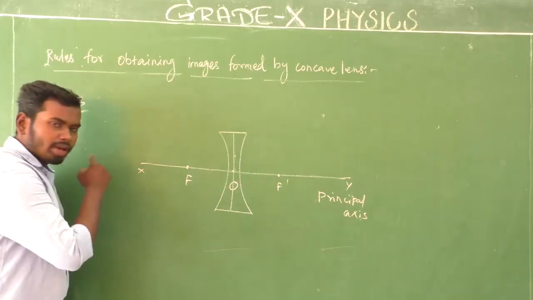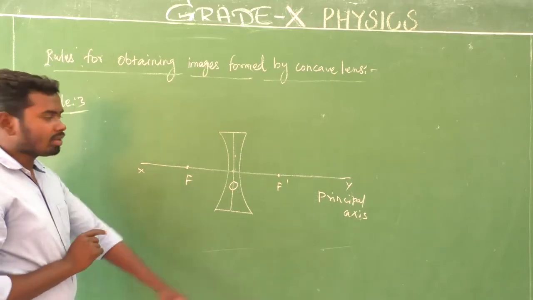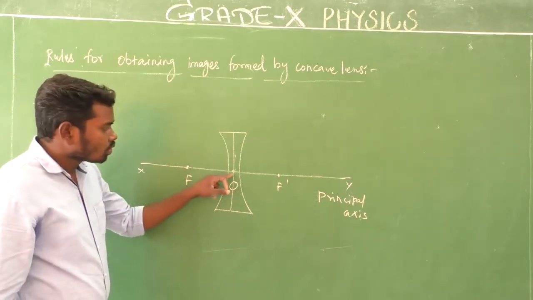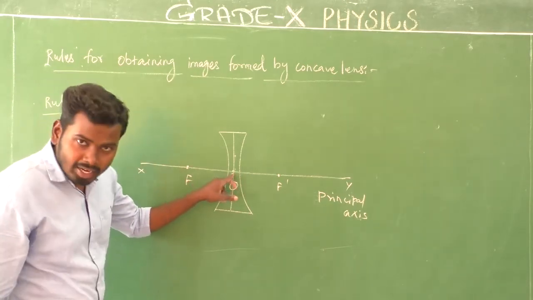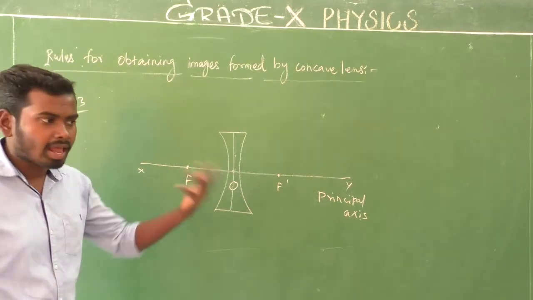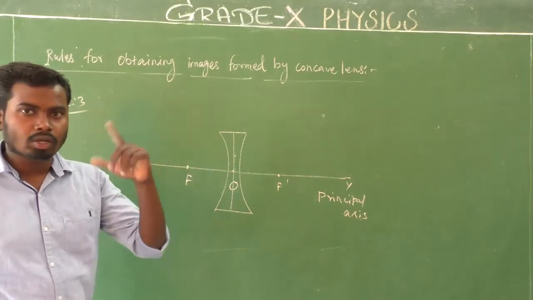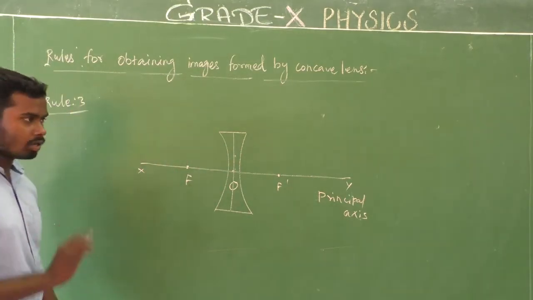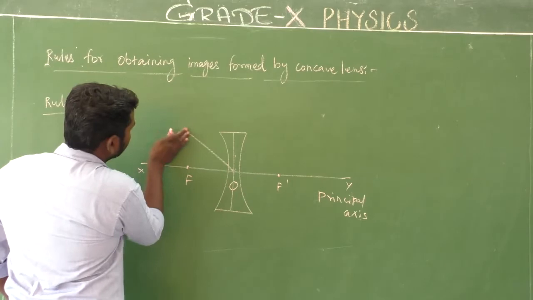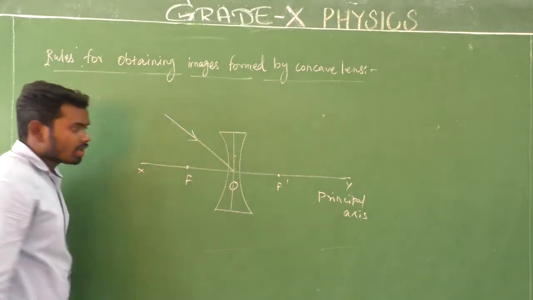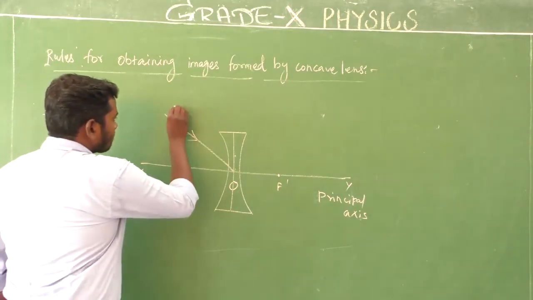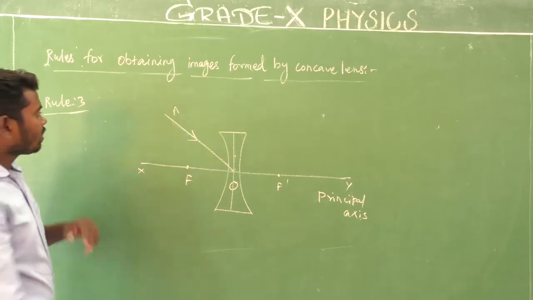Now we are going to see rule number 3. What is rule number 3, sir? A ray of light that goes through the optical center of a concave lens goes straight. That is the third rule. It's very simple. Like the convex lens third rule. Consider a ray of light. I am going to give a name to that ray of light. Consider this A. So this is the ray of light.